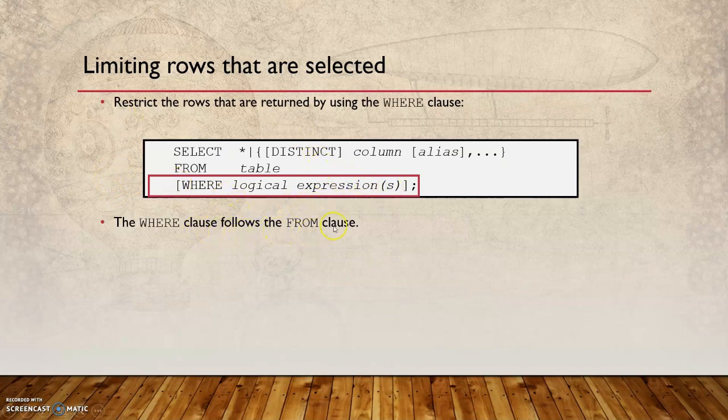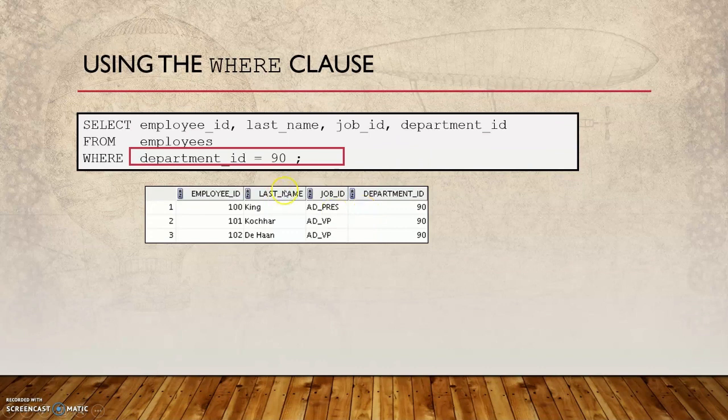The WHERE clause follows the FROM clause, from the table where you have a logical condition. So here it is department ID equal to 90. If we say employee ID equal to 100 instead of department ID, then you are going to get only the record related to King. You will not get any other detail because employee ID is unique.